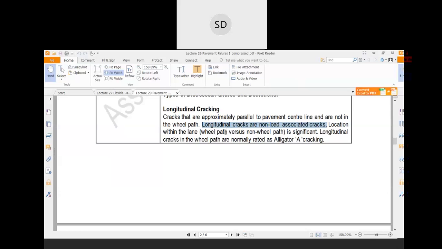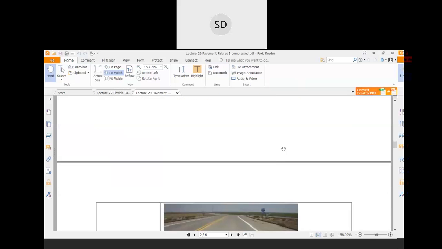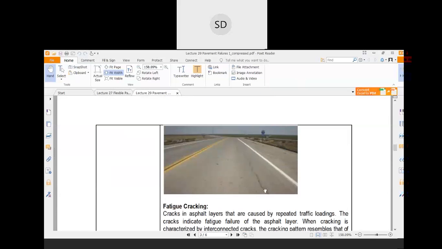Location within the lane is significant. Longitudinal cracks in the wheel path are normally rated as alligator cracking. This is rated as alligator cracking. See, this is the longitudinal cracking, which is parallel with the center line of the road, and it is not within the wheel path. Okay, this is your longitudinal cracking.